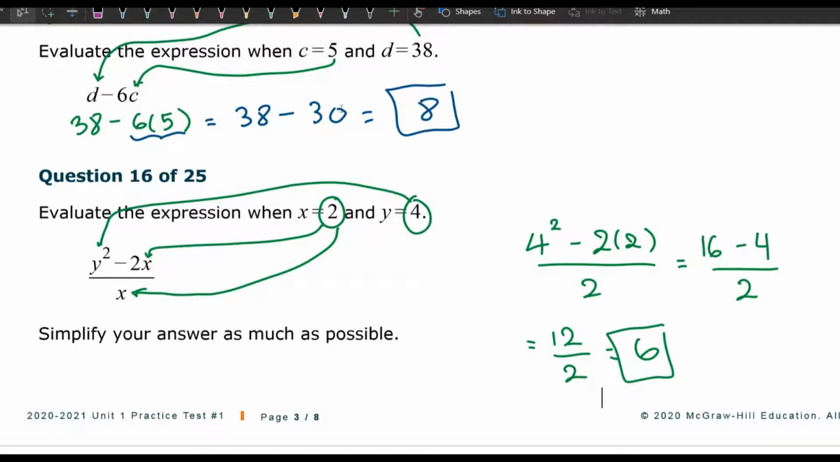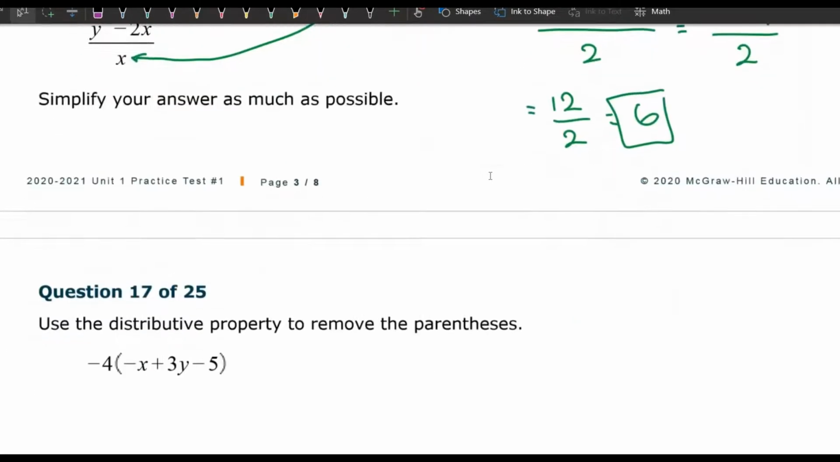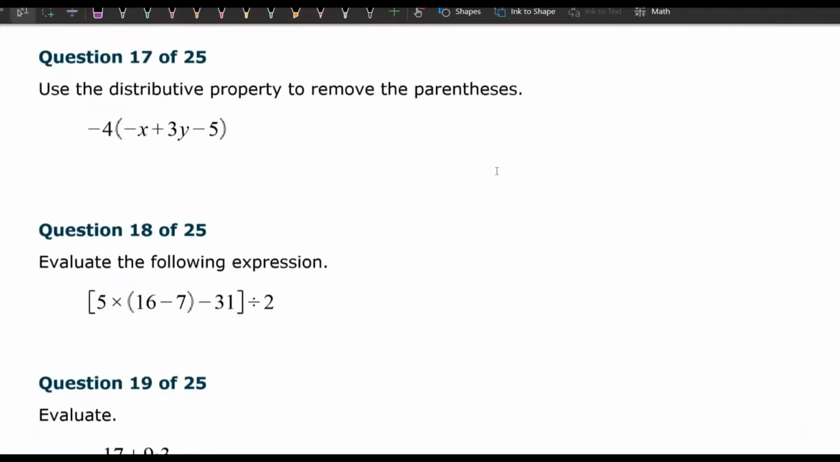Alright, we head into problem number 17. Use the distributive property to remove the parentheses. Parentheses mean multiply, so all we have to do is multiply it in. Negative 4 times negative x is positive 4x. Negative 4 times positive 3y is negative 12y. Negative 4 times negative 5 is positive 20. And that's it.